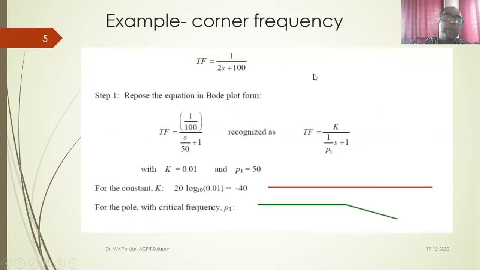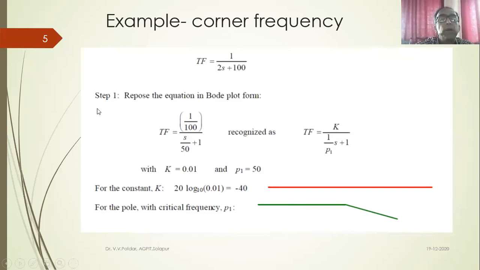We'll take a simple example. Suppose I have a transfer function given as 1 upon 2s plus 100. This is a transfer function corresponding to any electrical system, mechanical system, hydraulic system, pneumatic system, whatever the physical system is. I am converting it into a mathematical equation of operation, and I will get a transfer function in the S domain like this.